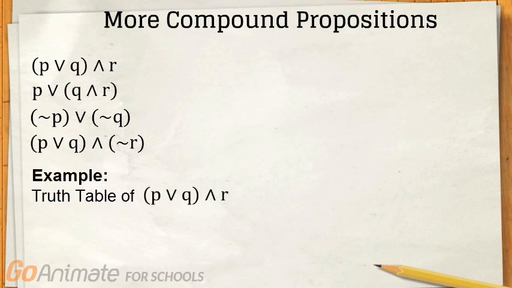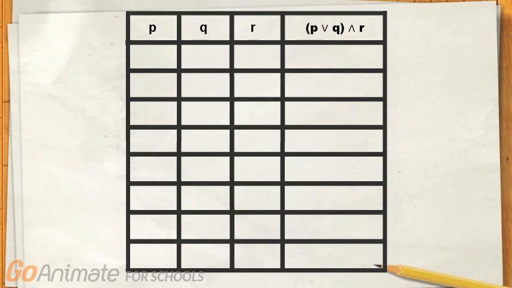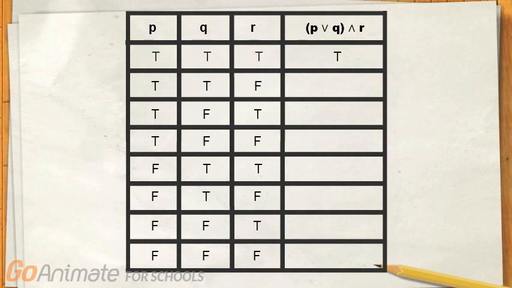Example. Truth table of disjunction of P, Q, with conjunction of R. Let's fill up the first row. Now, when P is true and Q is true, we know that P or Q is true. Since R is also true, we have that P or Q, conjunction R, is true. We can complete the table in a similar manner.